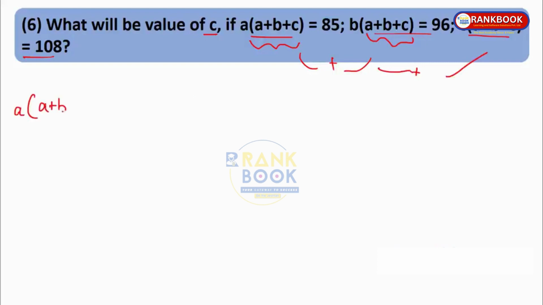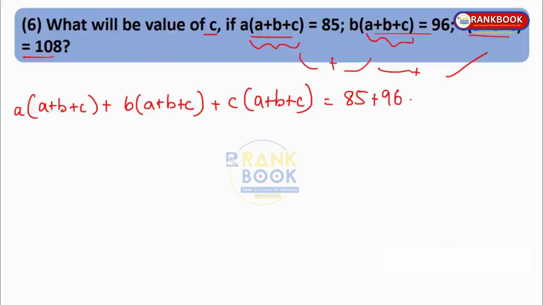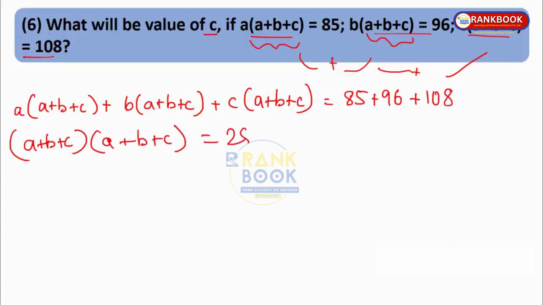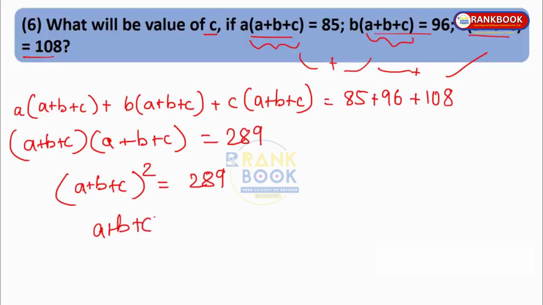A into A plus B plus C plus B into A plus B plus C plus C into A plus B plus C would be equal to 85 plus 96 plus 108. Simply take A plus B plus C common. What do you get? A plus B plus C times A plus B plus C would be equal to 289. A plus B plus C, the whole square, would be equal to 289. Taking square root, 289 is the square of 17. This is the reason I said that you should remember squares of numbers till 30, because it becomes extremely easy to find square roots in such kind of sums. Value of A plus B plus C is 17.